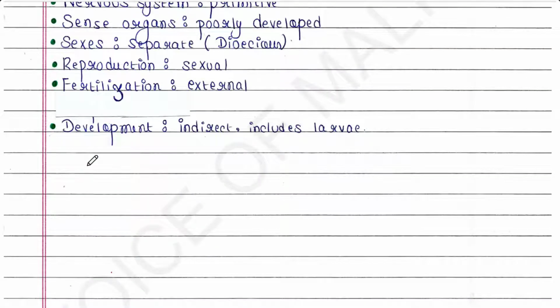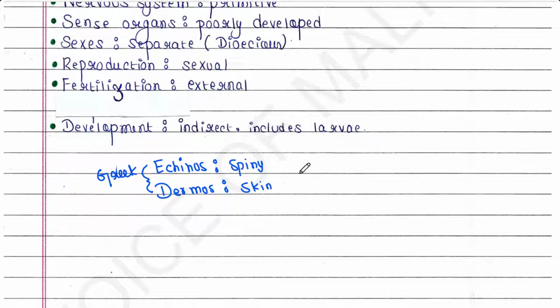And one thing I need to mention here, that Echinodermata name itself contains 2 parts. First part is echinos, that means spiny, and the second part is dermos, that means skin. These 2 words, echinos and dermos, come from Greek language. So they are actually spiny skin animals.